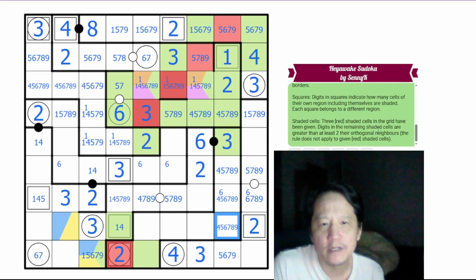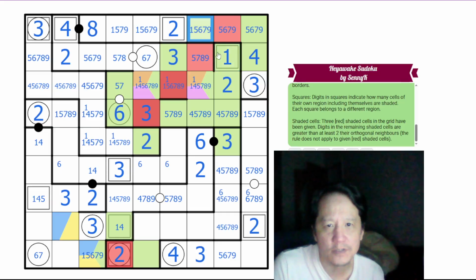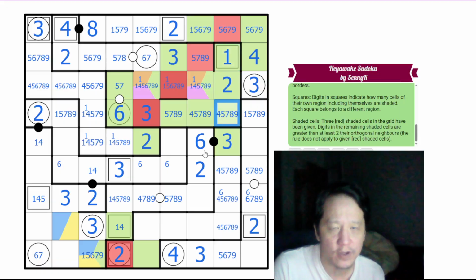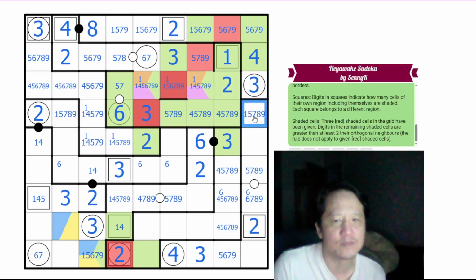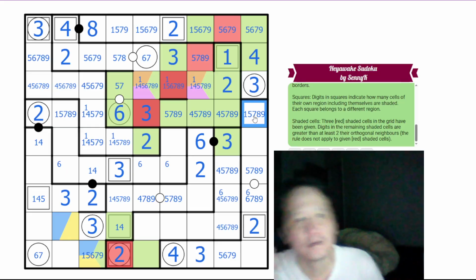Oh, the rule. Okay, red cells have digits in the remaining shaded cells that are greater than at least 2 of their orthogonal neighbors. So this is 1, and this could be 1 here. This is definitely greater than 1 and 3. That's fine. Oh, that's interesting. Huh, yeah, so this can't be. Anyways. This could be if it's 2 and that's 1. That's interesting.